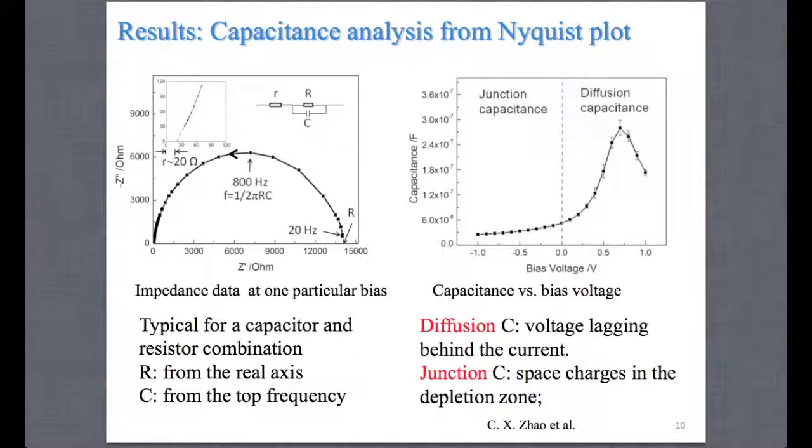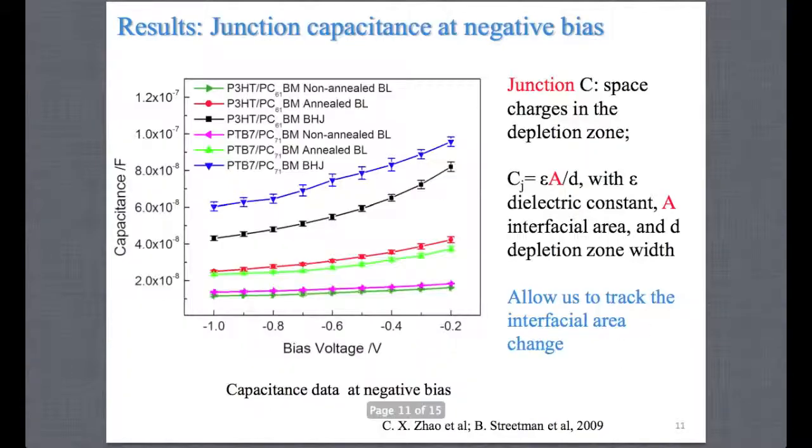When the capacitance was plotted against the bias voltage, we obtained the capacitance versus bias voltage relationship. From the plot, we know that it follows a general pattern for a PN junction, where the positive side is dominated by diffusion capacitance due to the voltage lagging behind the current, and the negative side is dominated by the junction capacitance due largely to the space charge in the depletion zone. Since what we want to get is the interfacial area, we are most focused on the negative bias.